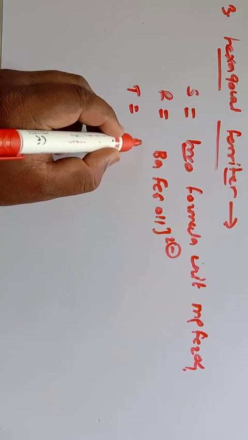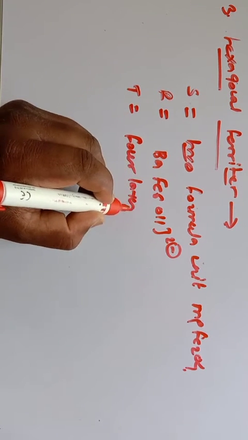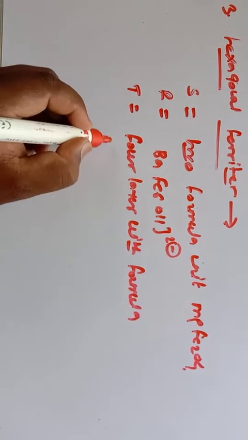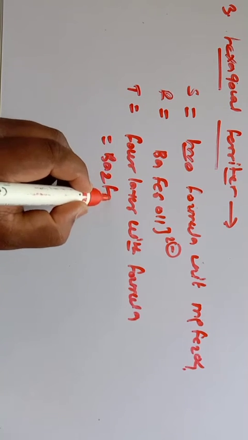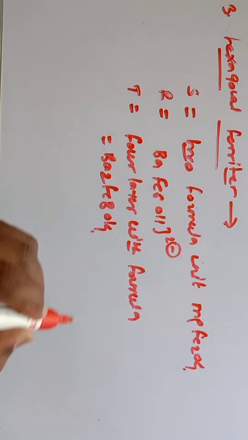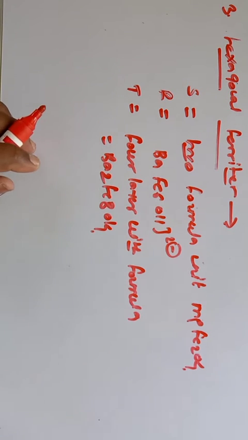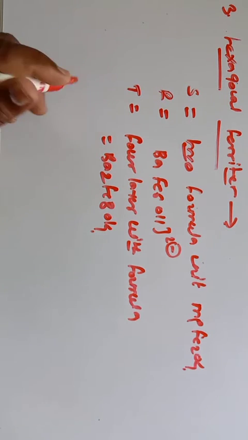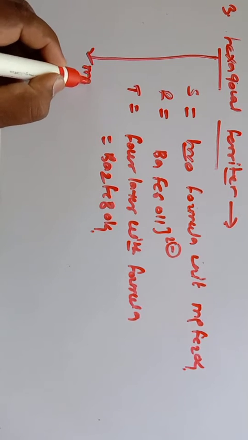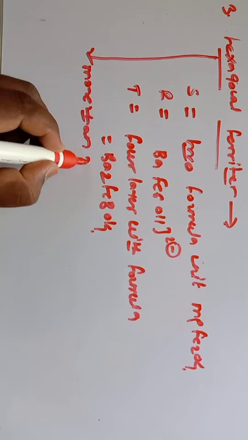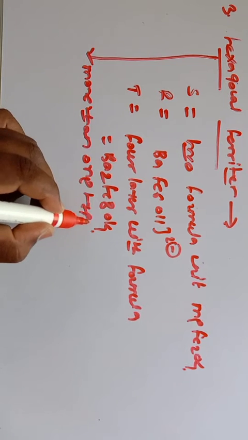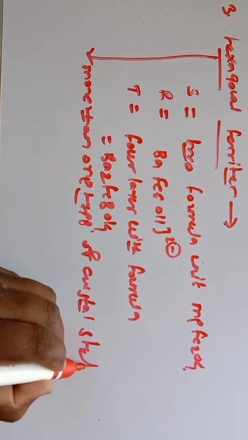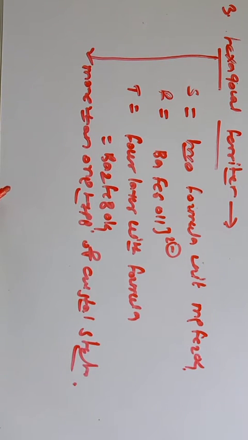So the T unit has four layers with the formula Ba2Fe8O40. And again, an important point regarding these hexagonal ferrites is that more than one type of crystal structure is there for these hexagonal ferrites.